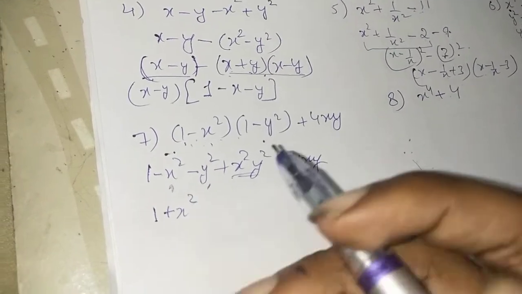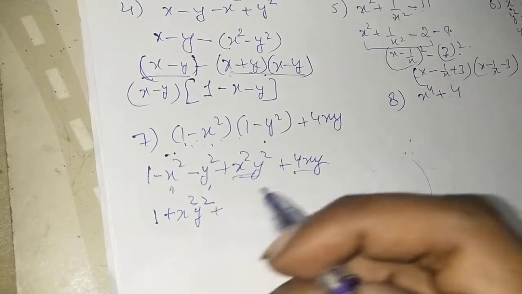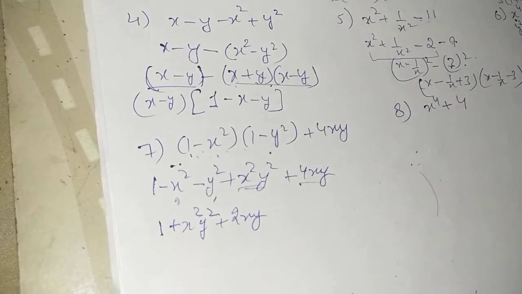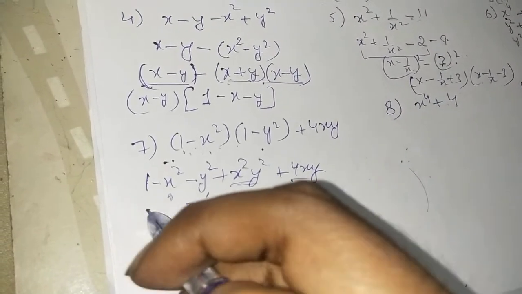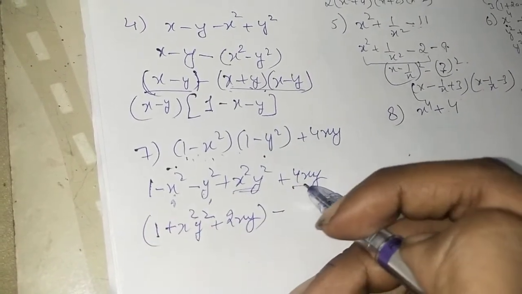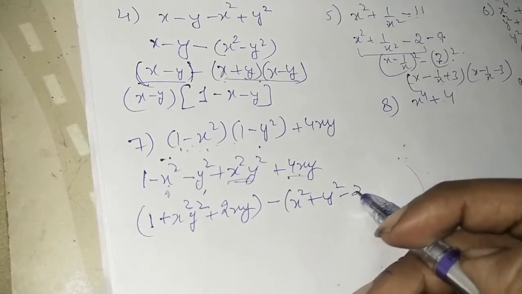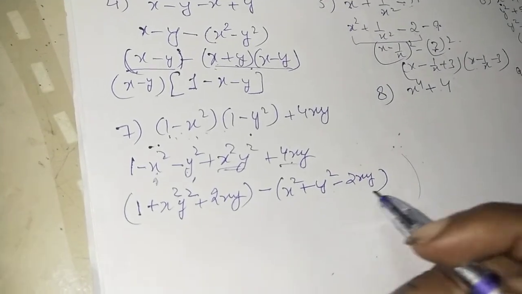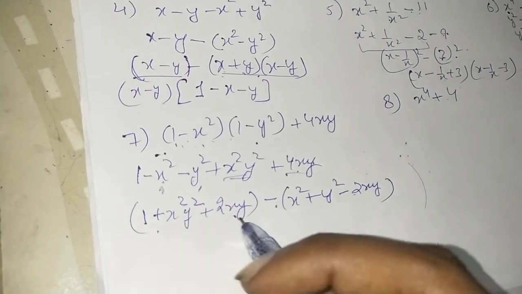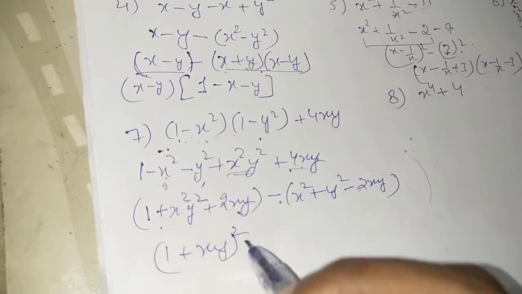So if we write it as 1 plus x square y square and take 2xy in one of the brackets, and then from the leftover, that is x square y square and this thing, let's take out the minus sign. So it will be x square plus y square minus 2xy, because minus and minus will become plus and plus 2xy will give us 4xy. So what is this? Correct, this is the expansion of 1 plus xy whole square.